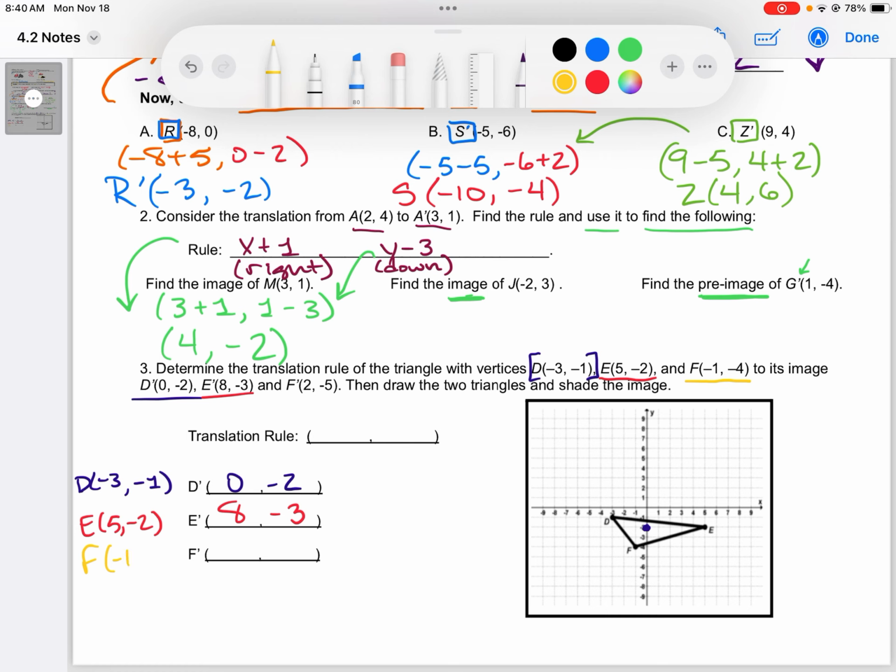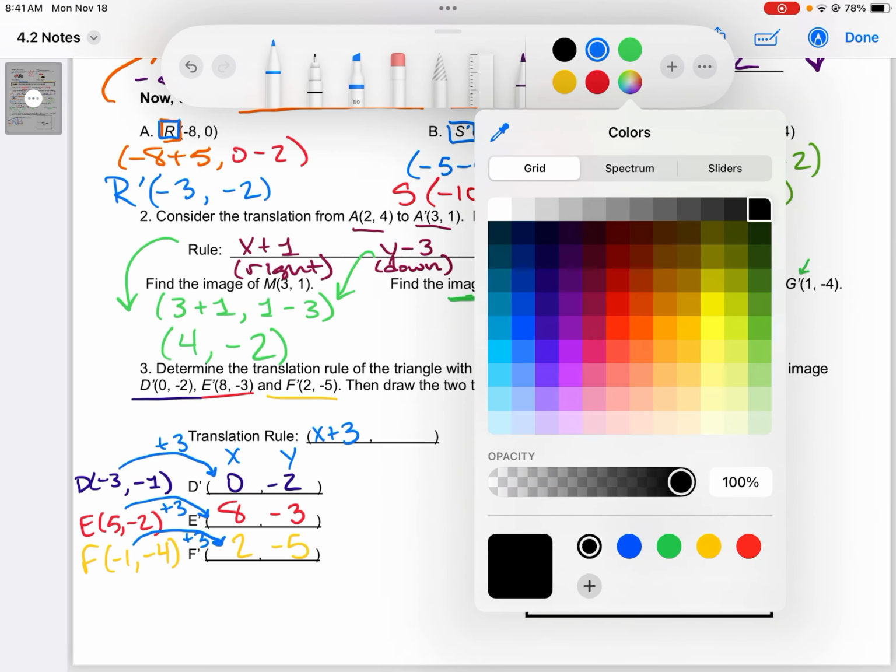So you might already be noticing some consistency between what's happening here. F is at -1, -4, and moves to 2, -5. And so if you haven't figured it out yet, all of my x's are changing by a consistent amount. Look, I went from -3 to 0. That's an addition of 3. I went from 5 to 8. That's an addition of 3. I went from -1 to 2. That's an addition of 3. So I'm definitely adding 3 to all of my x's.